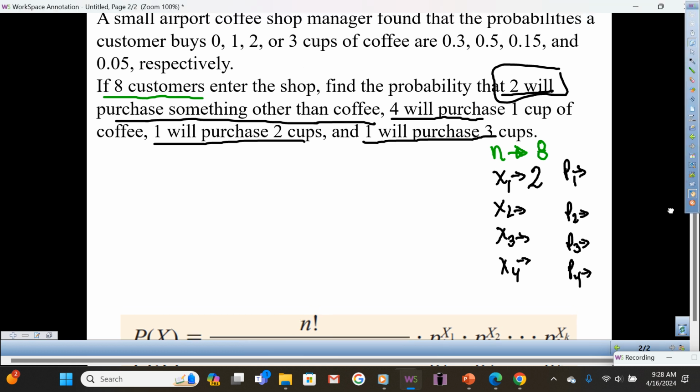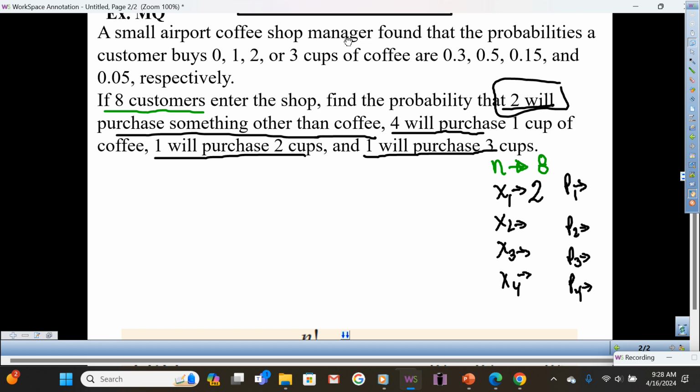Let me read it again just to make sure you got it. A small coffee shop manager found that the probabilities of a customer that buys 0 cups of coffee, 1 cup of coffee, 2 cups of coffee, and 3 cups of coffee. So what does this mean? 2 will purchase something other than coffee. Which one corresponds to that? Yeah, 0. That is correct. So this one corresponds to 0. So 0 corresponds to what? 0.3. That is correct. So we write 0.3.